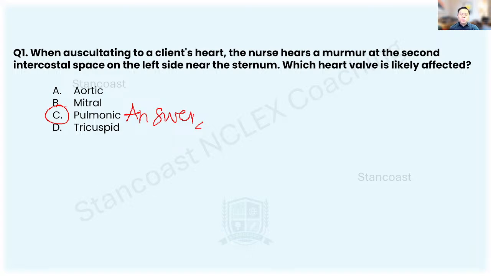Okay, so the pulmonic valve will be detected at the second left intercostal space next to the sternum. If you had answered letter A, aortic valve, that is incorrect because this is supposed to be heard at the second intercostal space to the right of the sternum. So this is going to be heard in the second ICS, but on the right side of the sternum.